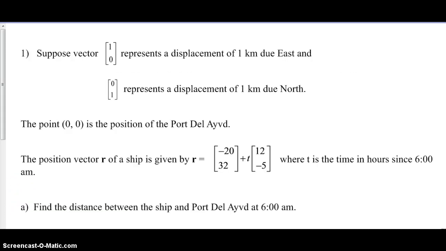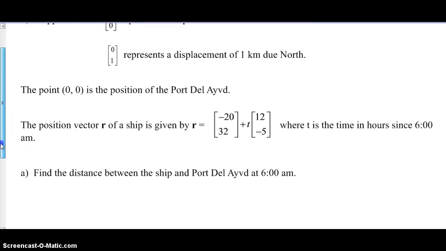Let's look at our first problem tonight. We're going to suppose a vector (1, 0) represents a displacement of 1 kilometer due east, and (0, 1) represents a displacement of 1 kilometer due north. And they are using the origin as the position of the port. The position vector v of a ship is given by this, our initial position, and here is our direction vector. And t is in time in hours since 6 a.m.